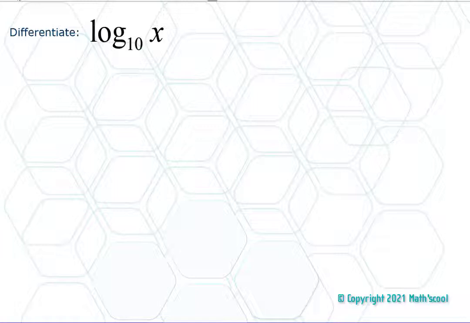Differentiate log to the base 10 of x. Well, we don't know how to differentiate logs when the base isn't e, so we want lns all the time. We want the base to be e. Ln means log to the base e. So what are we going to do here?